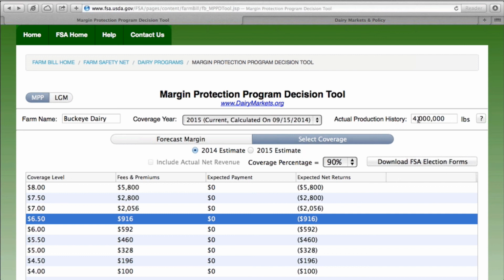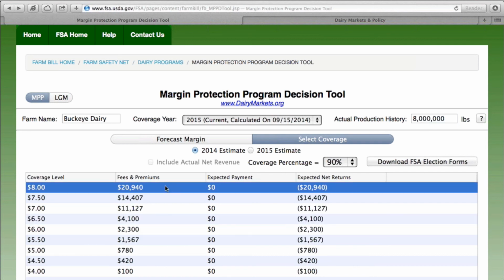So if we were to change this to 8 million pounds, right now we see $8 coverage is $20,000. Well, we're covering some of that milk at Tier 1 and some of it at Tier 2. But if we change this to 50%, all of that milk is Tier 1, which gets the lower premium rate, as you can see here.